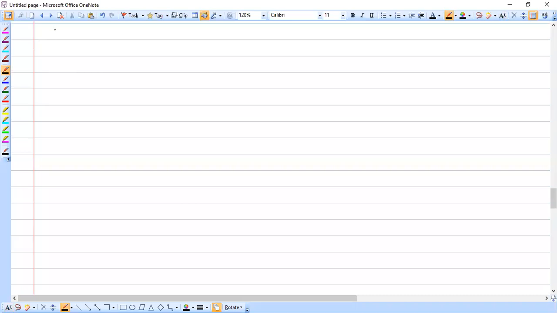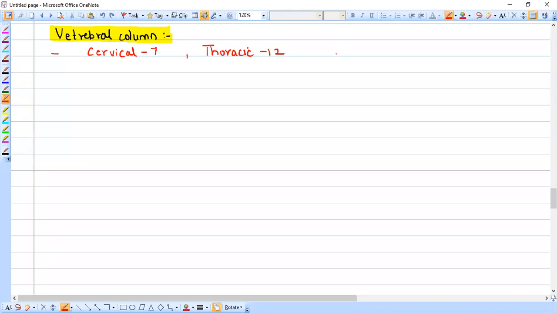Let's talk about the next important part, the vertebral column. When I say vertebral column, this becomes a very interesting part. When we were young, we had 33 vertebral bones. But later on, when we become adults, they fuse together to form 26. So let us take cervical. The cervical vertebrae is 7. Then we have thoracic. The thoracic vertebrae is 12. Then we have lumbar. Lumbar vertebrae will be 5.